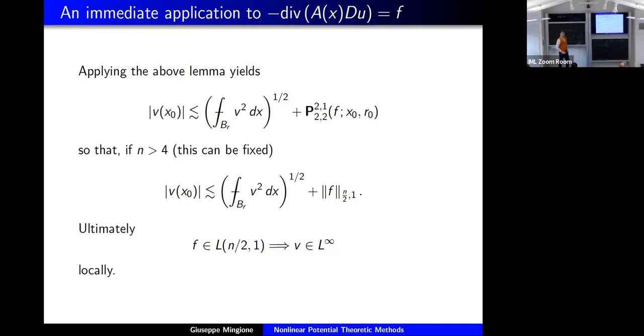There's a square missing? Where? Here? In F, n over 2, 1. No, it's p over p minus 1. It's okay. It's L^1. Yeah, for the V, it's okay.